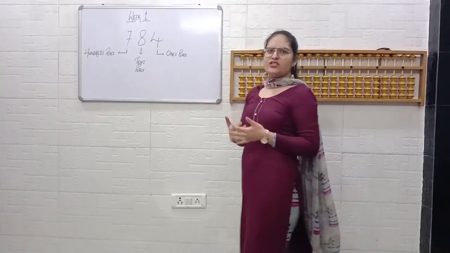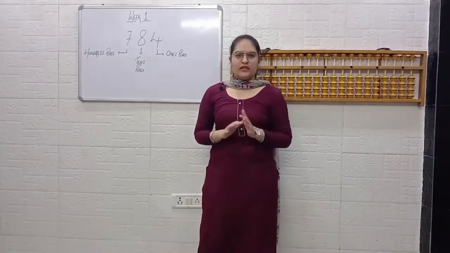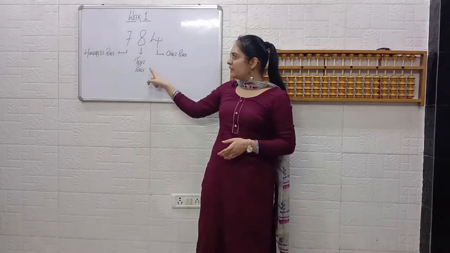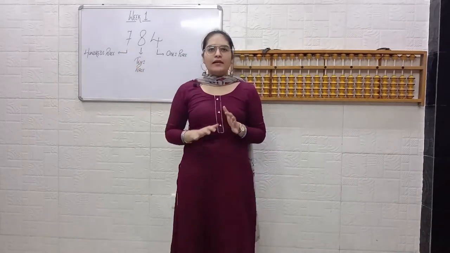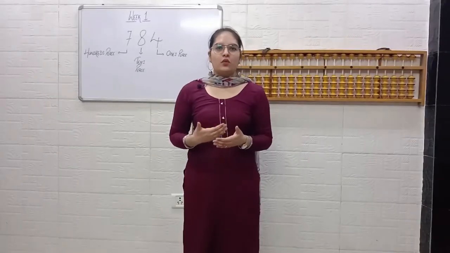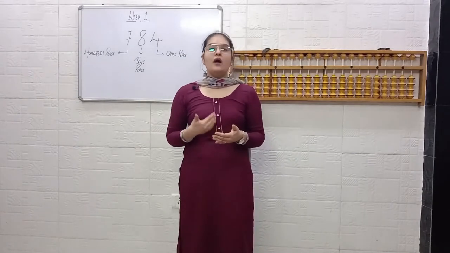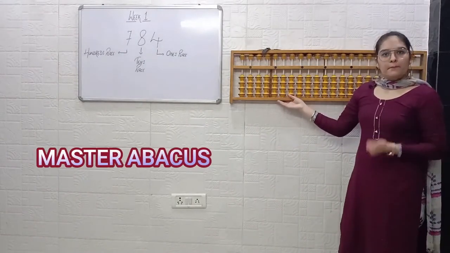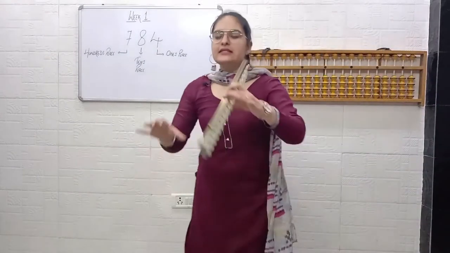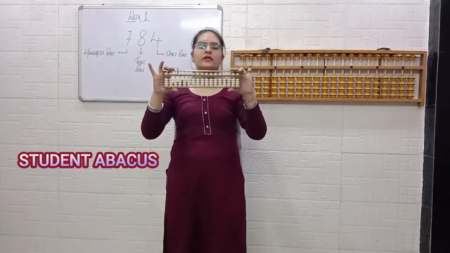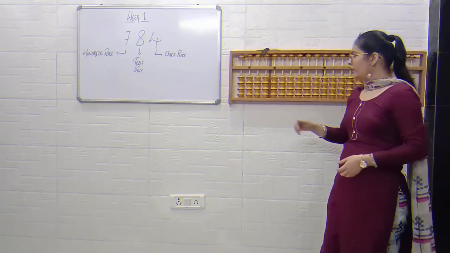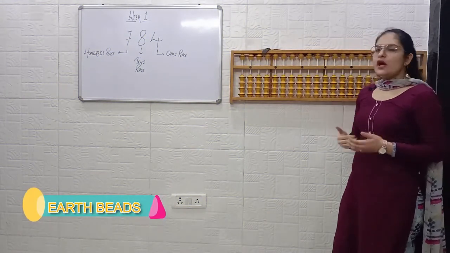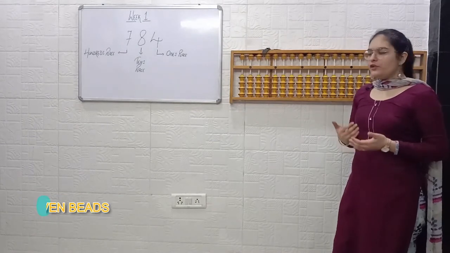So it is same as you have learned place value in your school. It's not that different. Okay, so 4 is at ones place, 8 at tens place and 7 at hundreds place. I hope it's clear. So let's just revise one more time and then we will move to how to read the beads. Ready? So this is Master Abacus. Yes, this is Student Abacus. Perfect. The beads which are downwards, earth beads. The beads which are upwards, heaven beads.